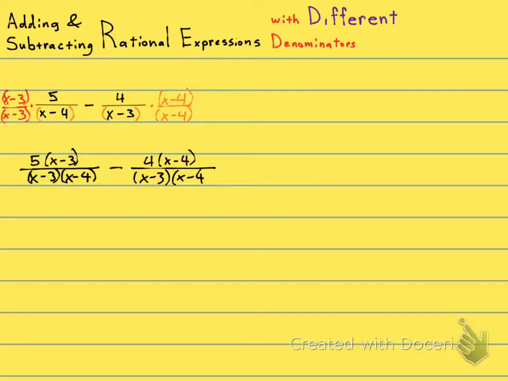I like to write one step where I put them all together under one fraction bar. X minus 3 times x minus 4, and this is 5 times x minus 3 minus 4 times x minus 4. Okay, and that's going to help me see that this 4 is negative. So when I distribute, that negative is going to distribute to not only the first term, but also to the second term. Let's do that now.